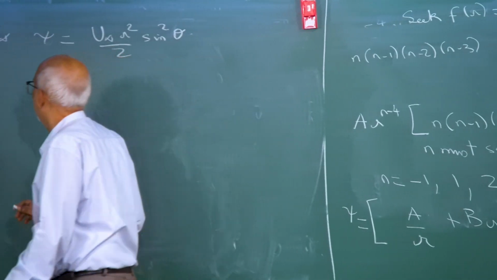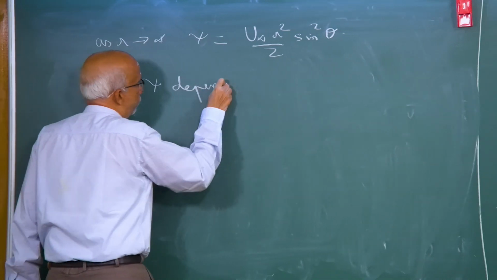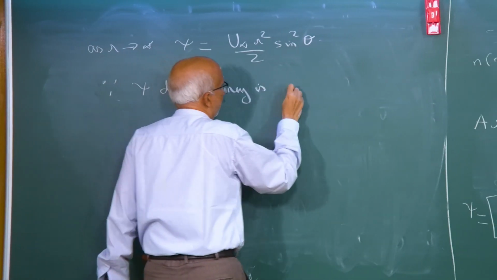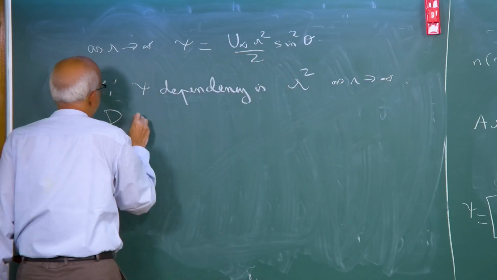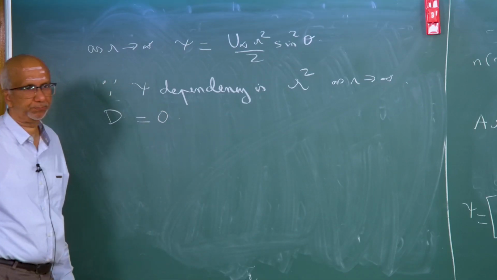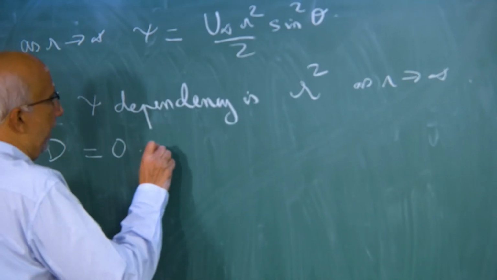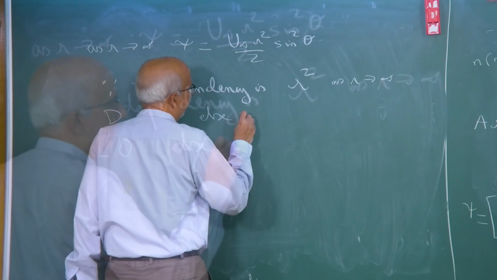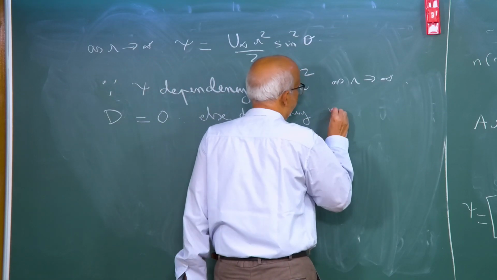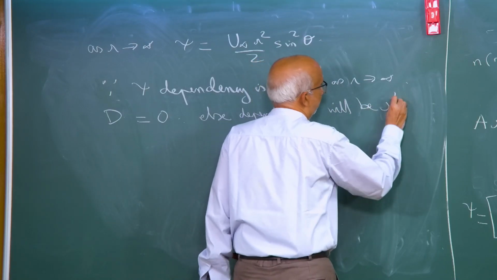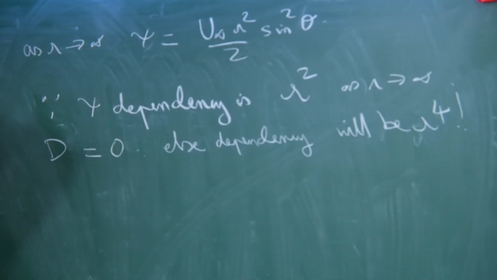Since the psi dependency is r squared as r goes to infinity, d must be equal to 0. Else the dependency, if it is not 0, will be r power 4, and that will dominate.